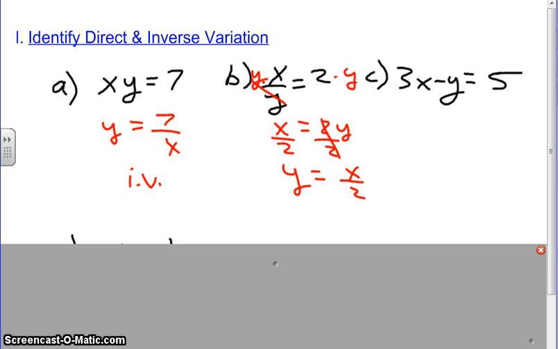So is this inverse variation? No? Is this direct variation? Or is it neither? What is the number in front of x here? Could I put a 1 here? So is this not y equals just 0.5x? What is this? Direct variation. What's the slope?